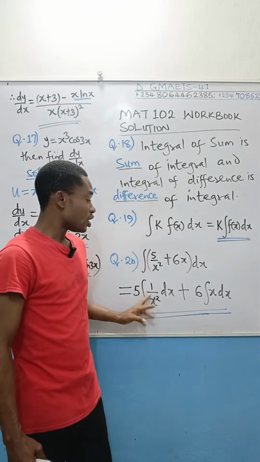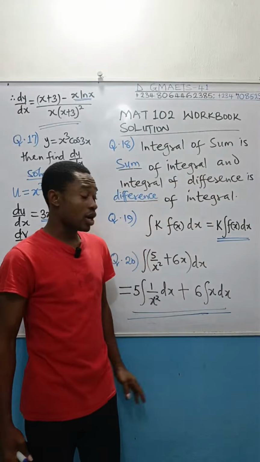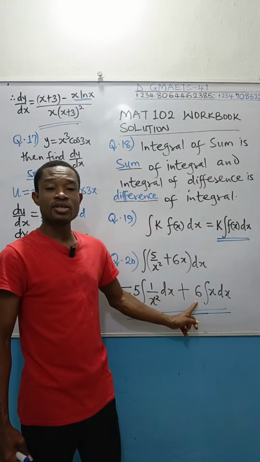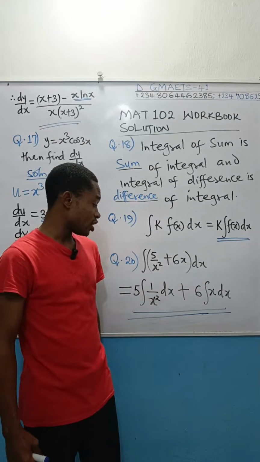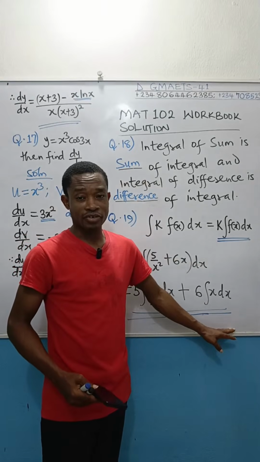Then if you integrate your x, add 1 to the power, divide by the power, you will get x raised to power 2 over 2. That 2 will cancel this 6 to give you 3x squared there. So that is that, but this is what you're meant to fill up. And I have done that for you.